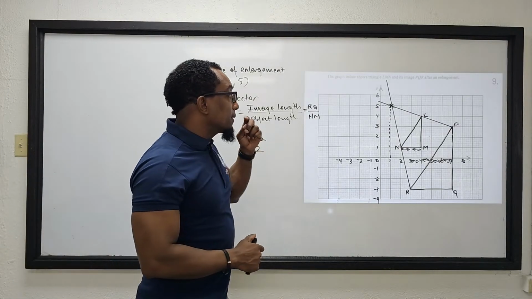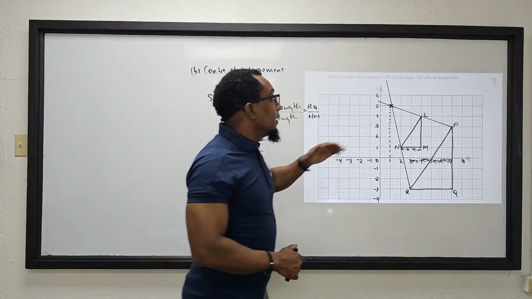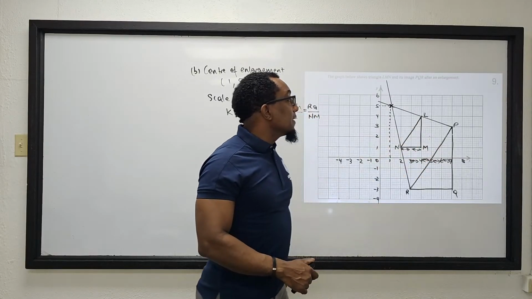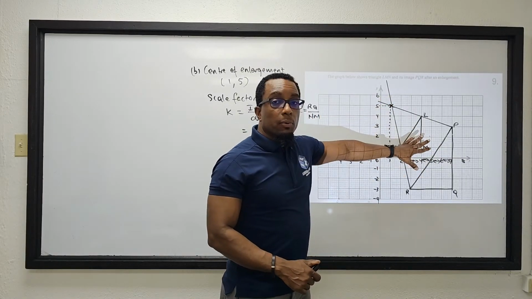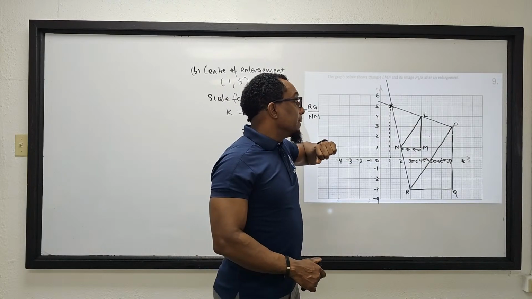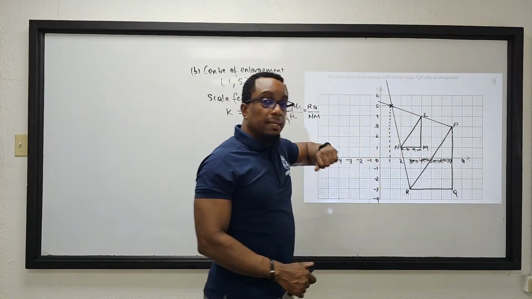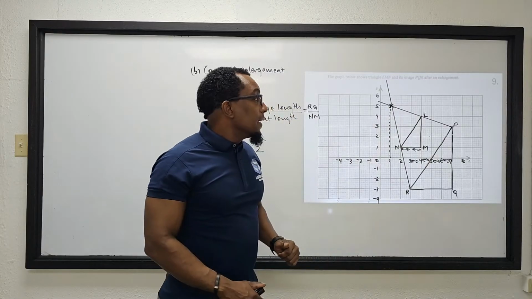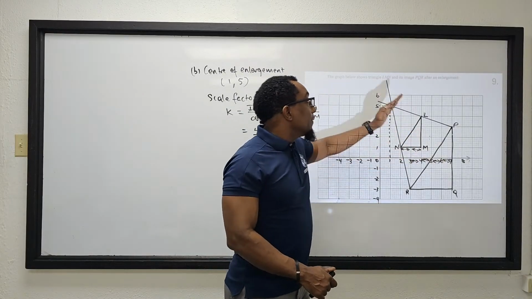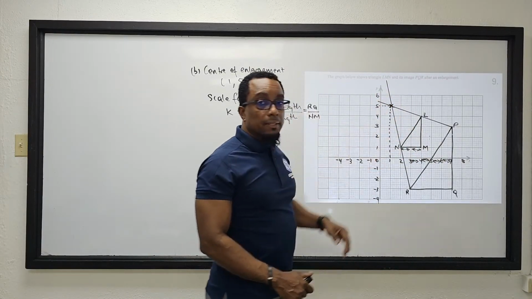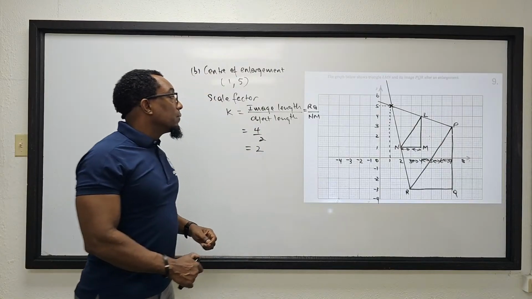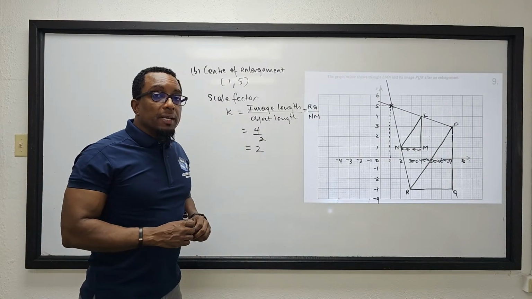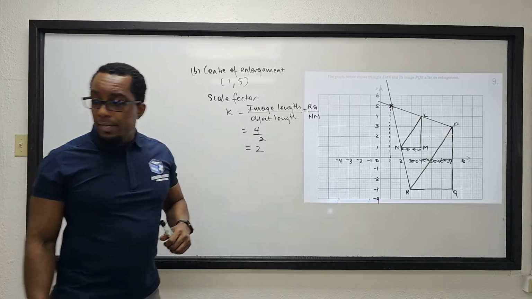And when the scale factor is greater than 1, both object and image will be on the same side of the center of enlargement. This is the center of enlargement, both on the same side. The image is always bigger than the object. The image and object are both erect. And the image will be further away from the center than the object. So when the scale factor is greater than 1, this is what we expect to see with regards to the image in relation to its object.